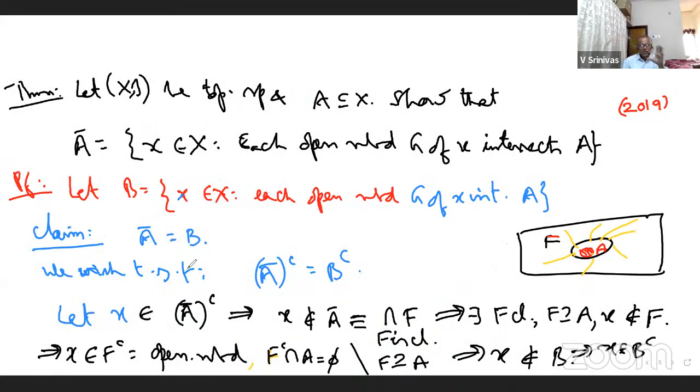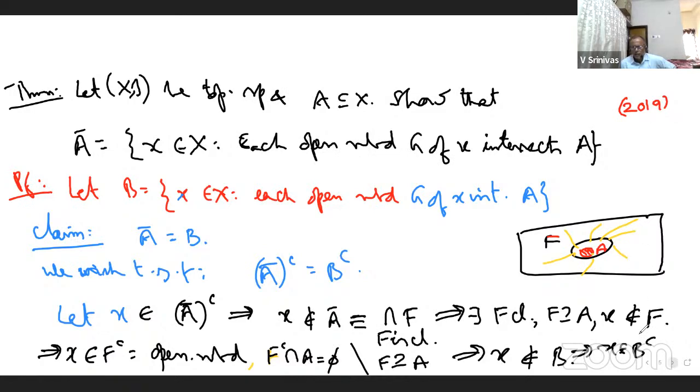Right. So the closure of a set capital A can also be visualized as the set of all points X whose every neighborhood intersects A. This is another criterion or characterization of the closure of A. This is important from the exam point of view.